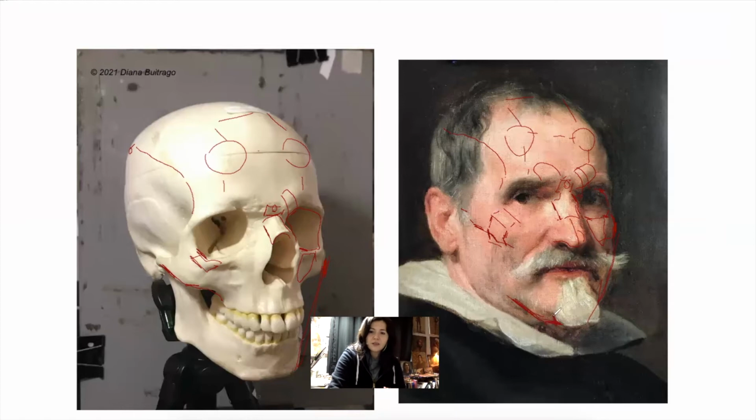We can definitely identify the two edges of the mental tubercles right here at the bottom, these two moments right here. So there's a lot more to see and to identify in this portrait in relationship to the skull. So this is just a very quick approach.